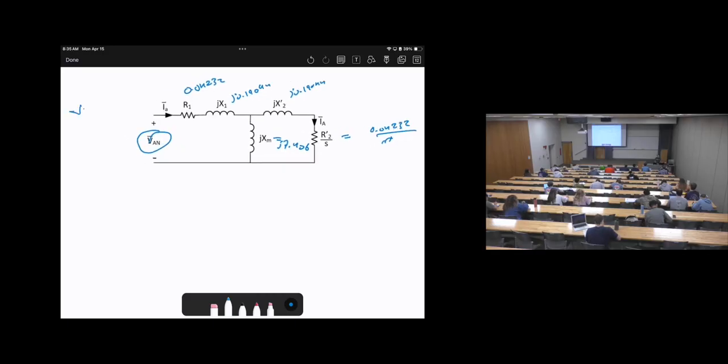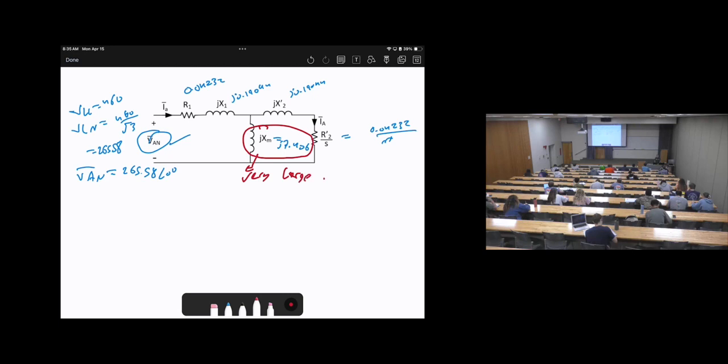Given this question, V line to line equals 460. Therefore, V line to neutral equals 460 divided by root 3, which is 265.58. As a result, VAN bar will be V line to neutral, which is 265.58 angle 0 degrees. Now we know VAN. The other thing we can do is some simplification: this is very large, so it can be neglected.